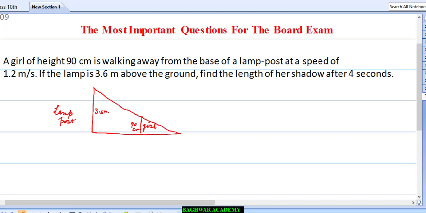So suppose we name the points A, B, C, D and E. AB is the lamp post, CD is the height of the girl. A girl of height 90 cm is walking away from the base of the lamp post at a speed of 1.2 meter per second. If the lamp is 3.6 meter above the ground, find the length of her shadow after 4 seconds. So we need to find out DE. This is required to be found out. So just see how we will solve.